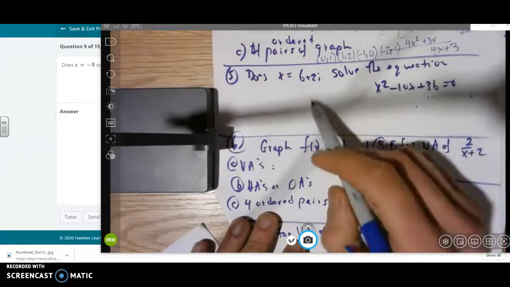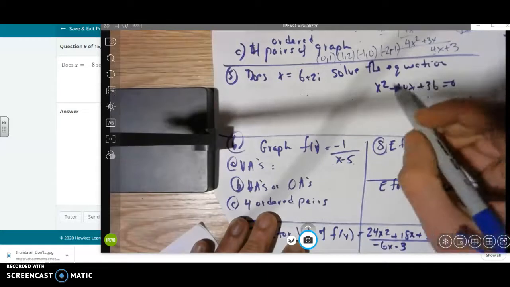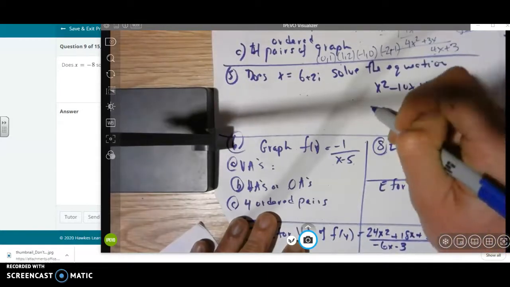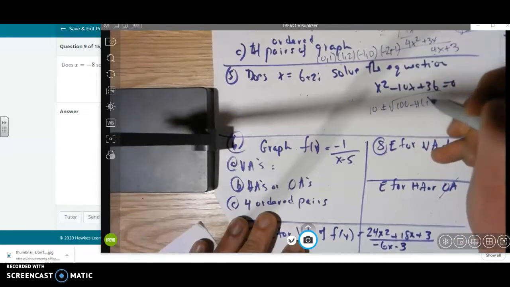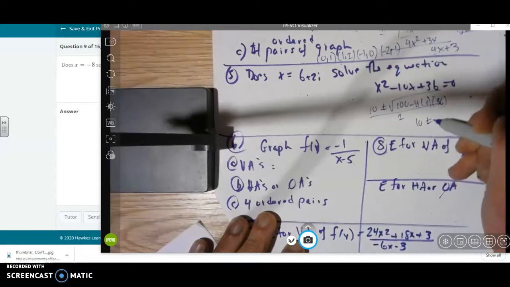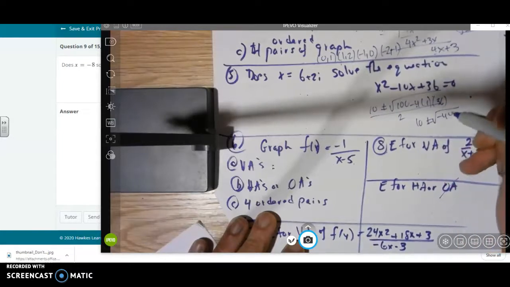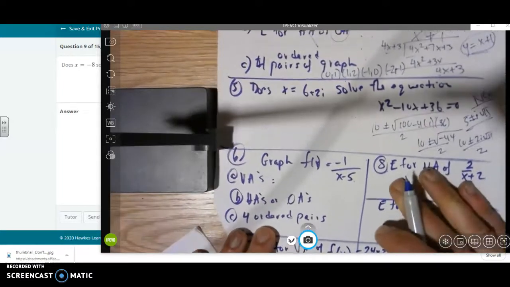This one asks us if 6 plus 2i is a solution. Well, since it's a quadratic already, you can use the formula, and you get 10 plus or minus the square root of 100 minus 4 times 1 times 36, all over 2. So that's going to be 10 plus or minus the square root of -44, all over 2. So that's going to be 10 plus or minus 2i radical 11 over 2, which is 5 plus or minus i radical 11, and that's not going to equal 6 plus 2i. So that's going to be no.